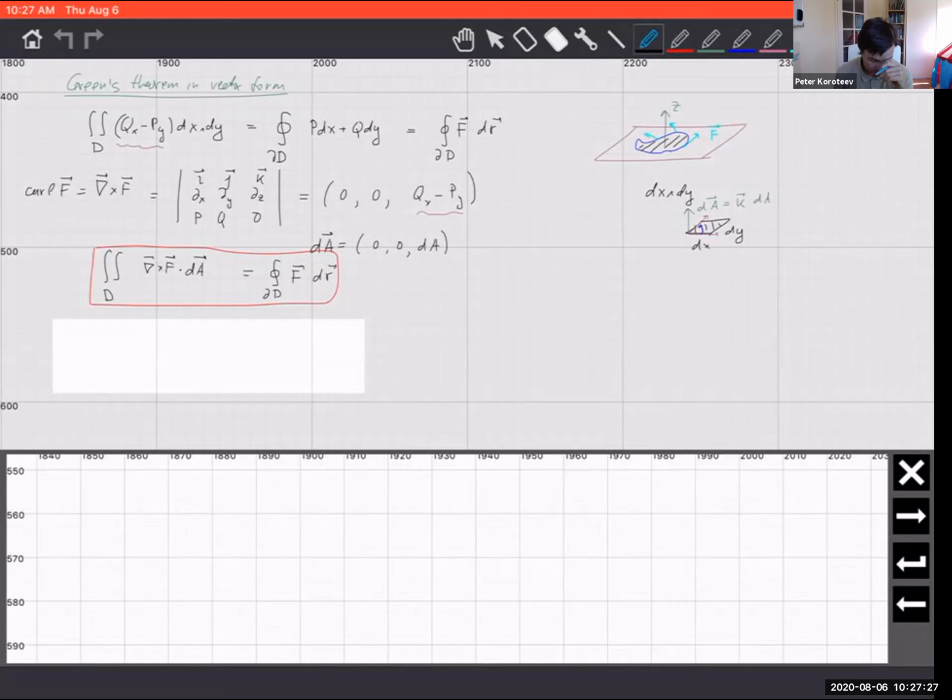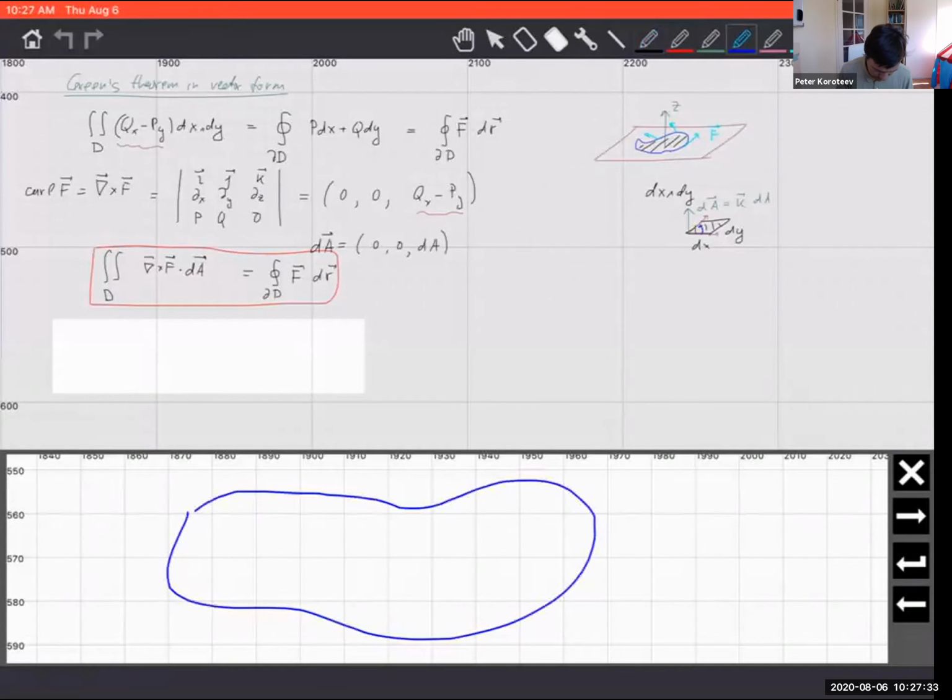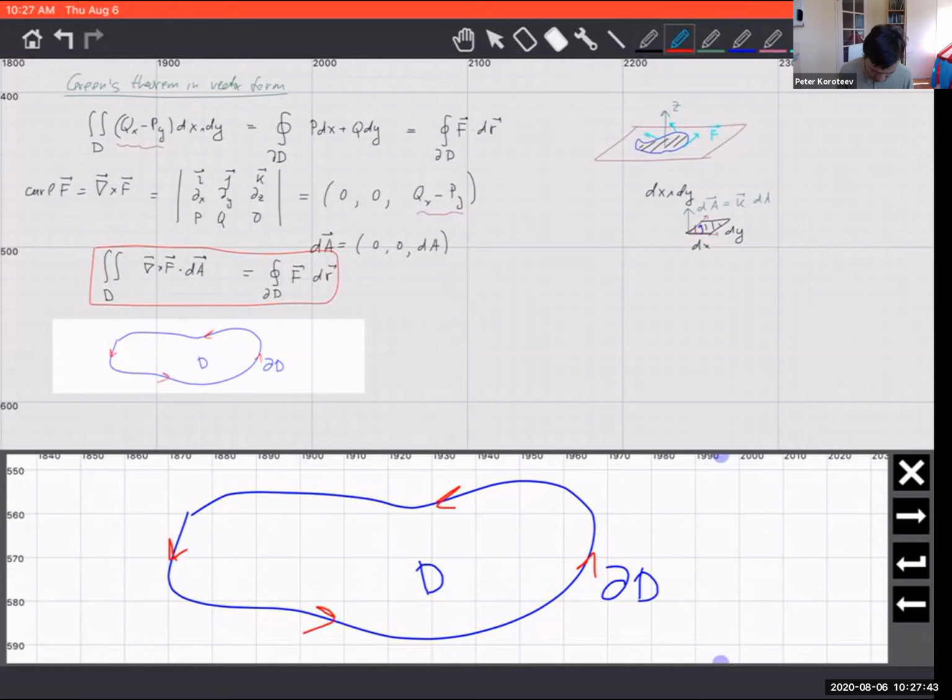So when we have this integral, let's draw this domain set D again. So this is the boundary. Right, and then let's look more carefully at what's going on here. So the vector field F is defined everywhere, in particular at every point on the boundary, right?